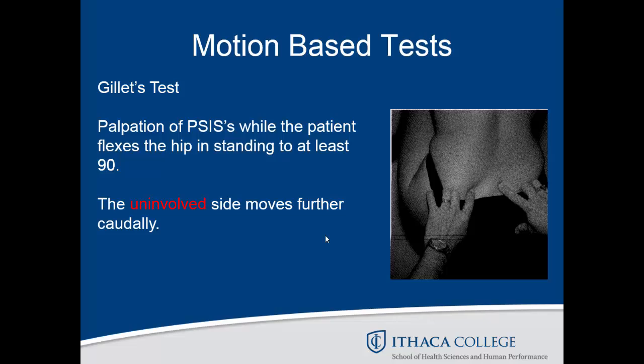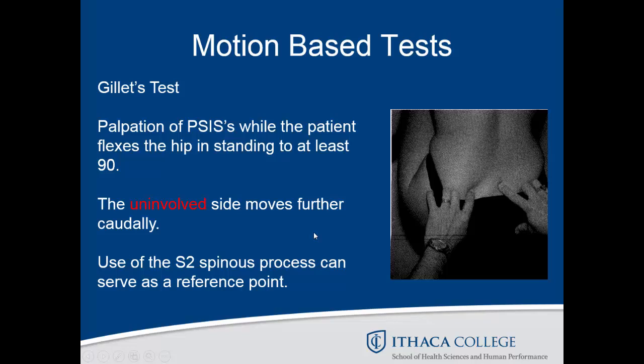Okay, and so it's saying that there is motion occurring at the SI joint when it moves farther. And when it doesn't move as far, let's say there's no positional change from standing to this flexed position, we're going to say that that joint is stuck. There is no motion occurring there, while the other one moved farther in positional change. And so again, we use S2 as the reference point.